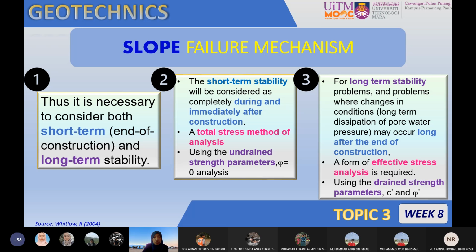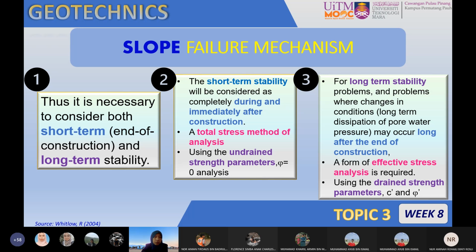For long-term stability problems, where there are changes in conditions and long-term dissipation of pore water pressure, it may occur long after the end of the construction. Thus, the best parameter to be used in the analysis is the effective stress parameter with drained strength. And here we have the C effective and also the phi effective. These are the summary of the slope failure mechanism.